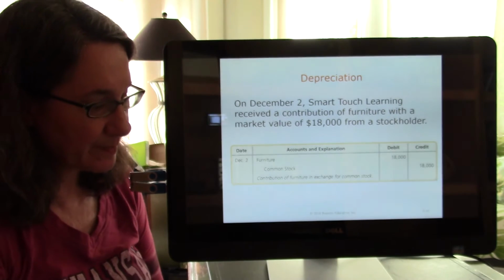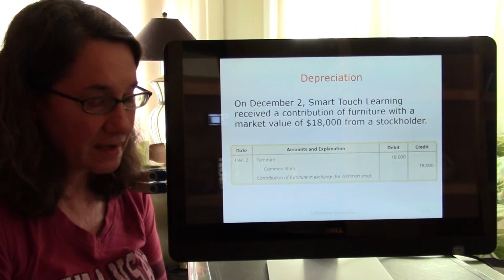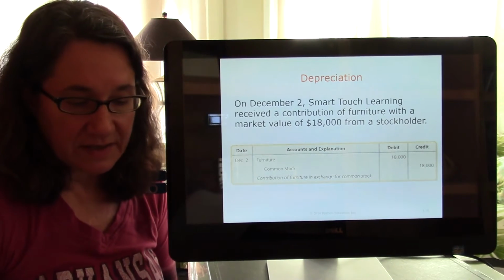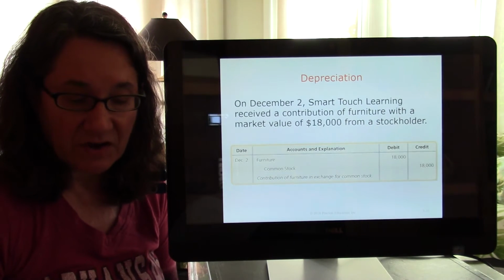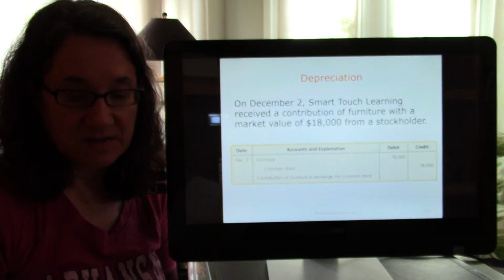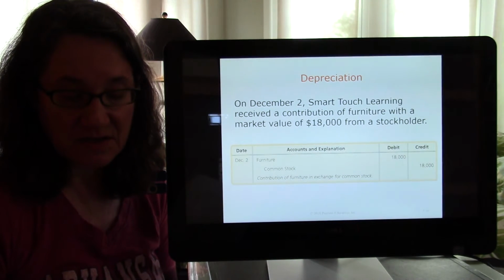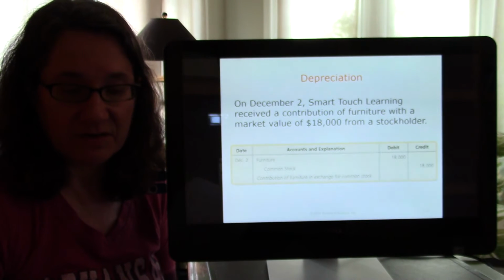Here's an example of how we got an asset that's long-lived. In Chapter 2, on December 2, Smart Touch Learning received a contribution of furniture having a market value of $18,000 from a stockholder. The original entry included a debit to the furniture account on the balance sheet and a credit to the common stock account. Assume the furniture has a 5-year useful life.